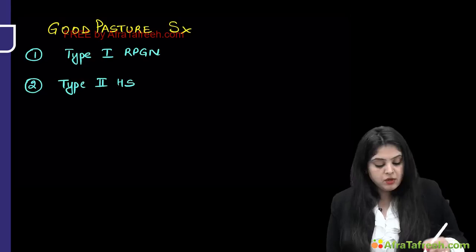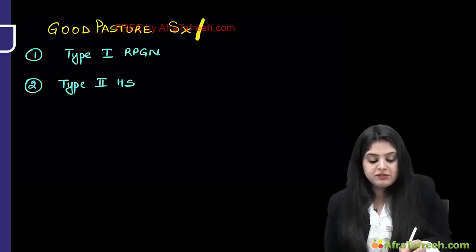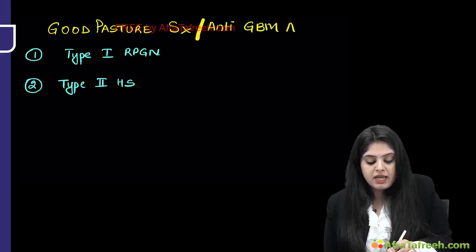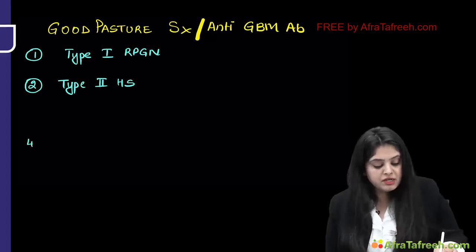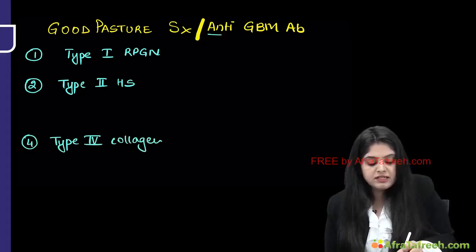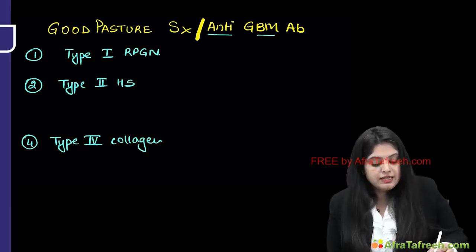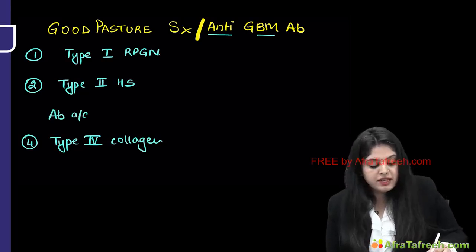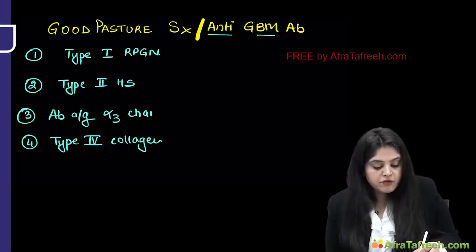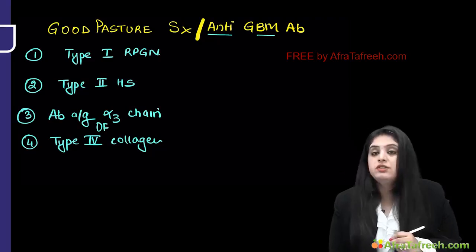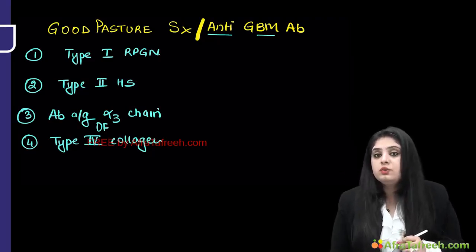Come back to this chapter. What did I give you as the other name of Goodpasture syndrome? It is anti-glomerular basement membrane antibody disease. Basement membrane is which collagen? So many times I've told you, basement membrane is type 4 collagen. Basically, you have antibodies against type 4 collagen. There are going to be antibodies against the alpha 3 chain of type 4 collagen. That is your 1, 2, 3, 4.